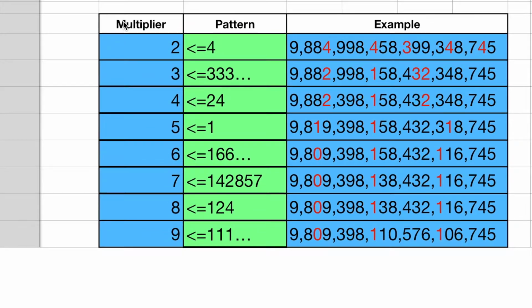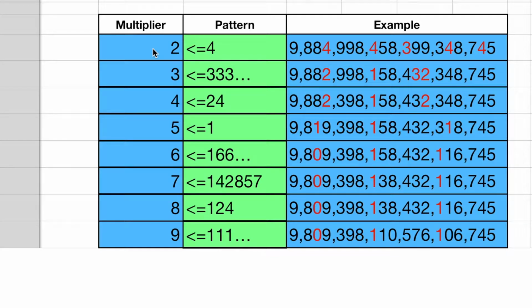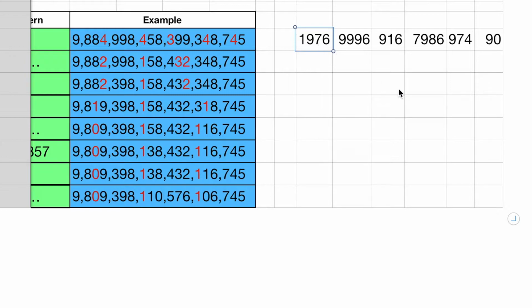To give a quick recap, this table shows the multiplier, its pattern, and an example of its application. So let's take the example of 2. What it means is that if you have to multiply this number by 2, then you can split it at places where the digit 4 or less appears. So here you have 4, 4. You can also split it at 3, 3, 4 and 4. Then you can multiply each part by 2 and put the results side by side in the correct order and you will have your answer.